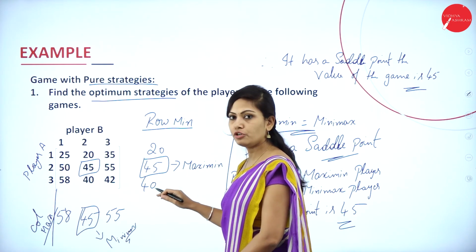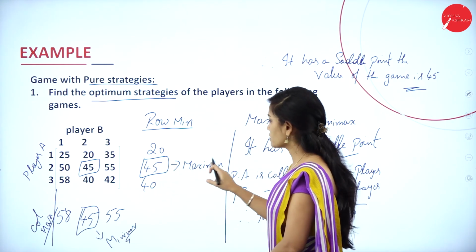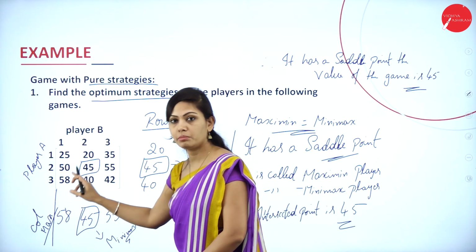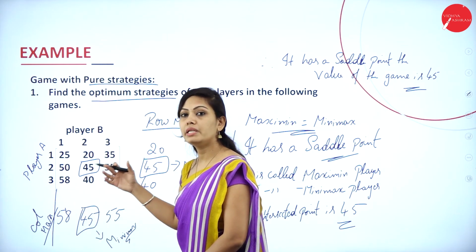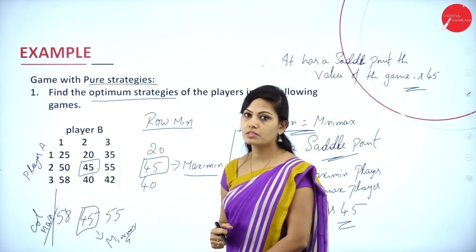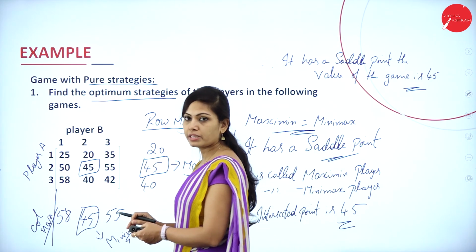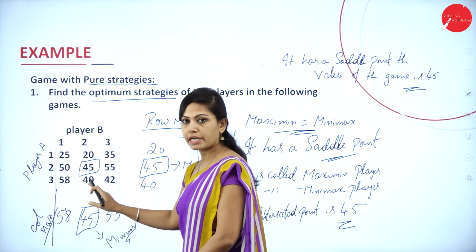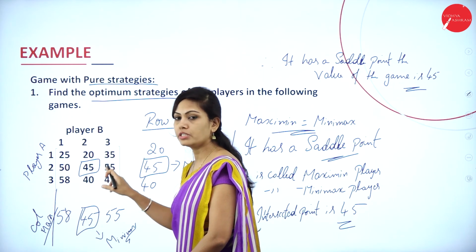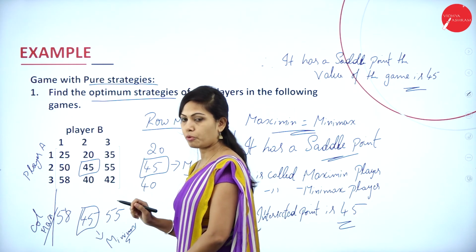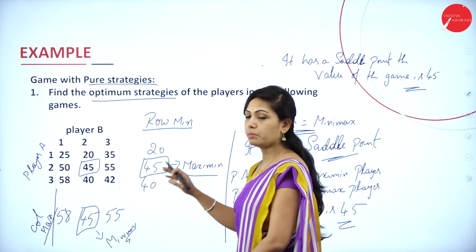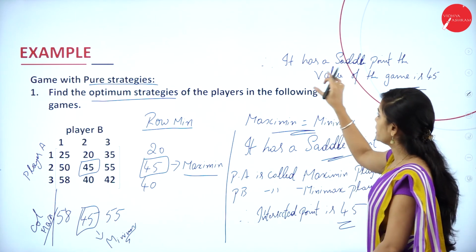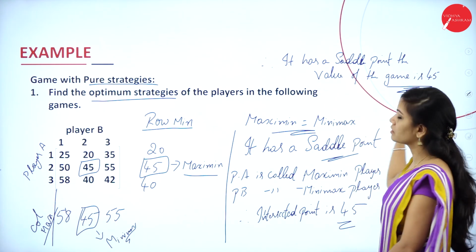Among these three values, the highest value is 45. That is called the maximin value. Player A is maximizing the guaranteed minimum gain and player B is minimizing the maximum loss. Clear? Now you can cross verify this. This 45 comes under the second row and 45 comes under the second column. So it is an intersected point. Both the maximin and minimax values are equal, so it has a saddle point. The value of the game is 45.